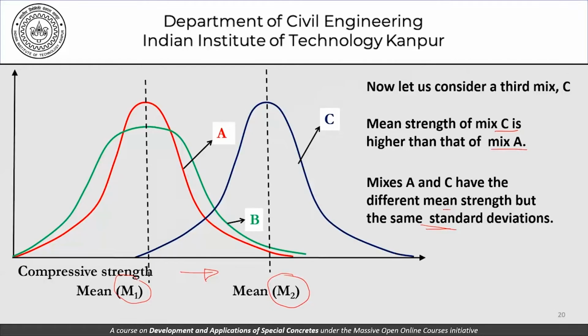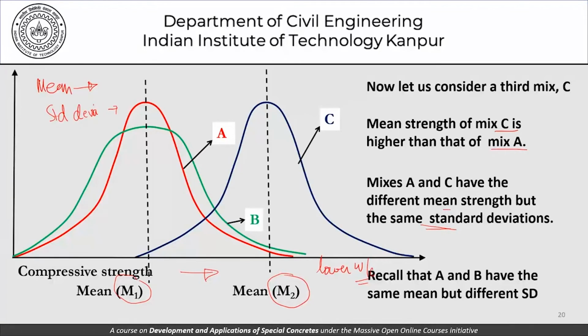Now try to relate this discussion to what the mean represents. I said in an earlier slide that the mean represents the proportion and the kind of quality of material in the larger sense of the word. The standard deviation, on the other hand, represents the quality control of construction. So as far as this particular case is concerned, concrete C perhaps has a lower water cement ratio, and that's why its mean strength is higher than that of mix A. And the quality control of the two situations being the same, the standard deviations are the same.